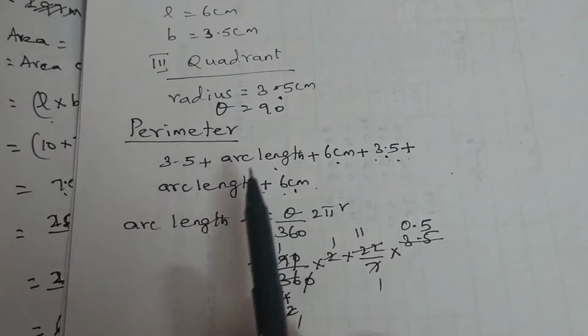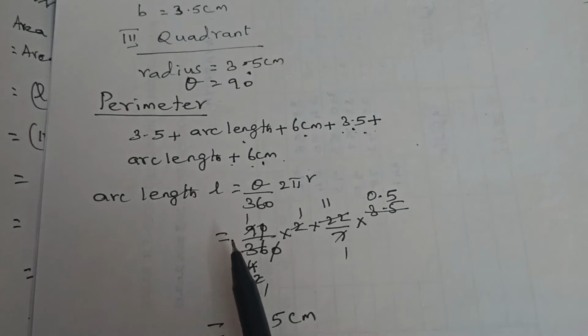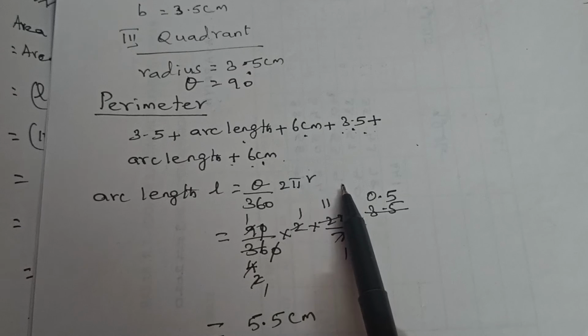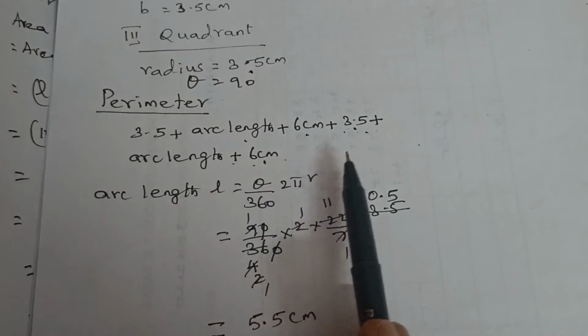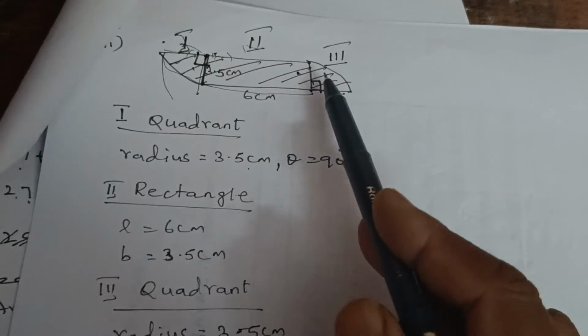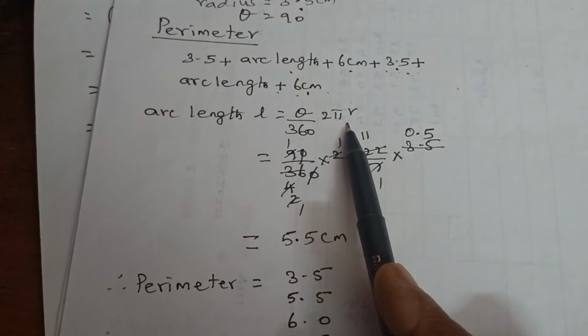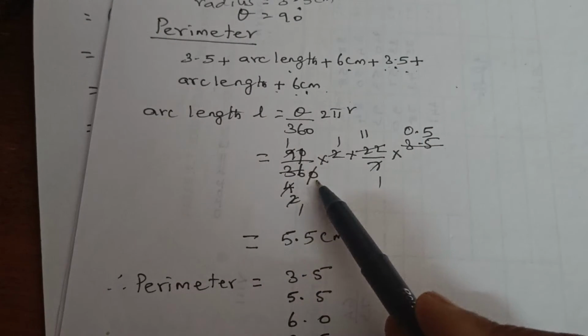Now let us find the arc length. What is the length of an arc? The formula we have studied in the previous exercise: theta by 360 into 2 pi r. So it is 90 by 360 into 2 pi r, where theta is 90 for us. The angle in a quadrant is 90. So 90 by 360 into 2 into pi, the value given in the question, 22 by 7 into 3.5. Now we cancel 0, 0.